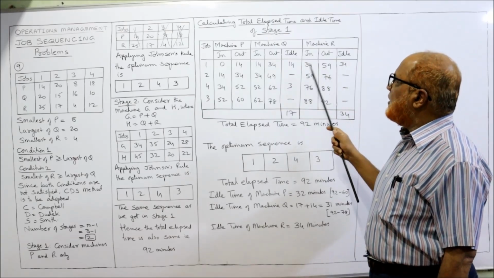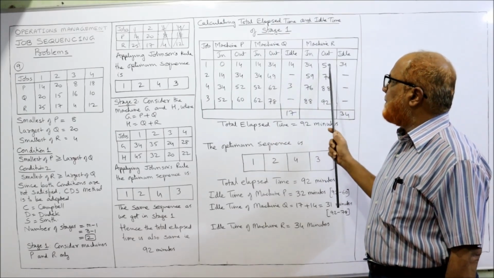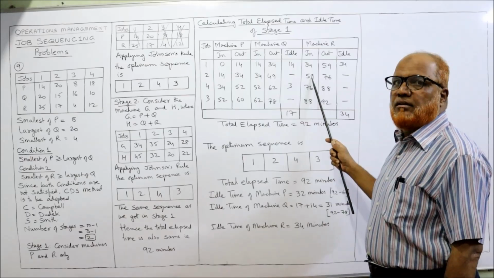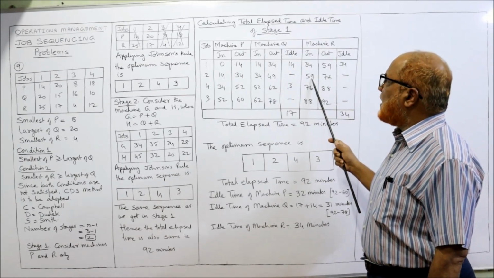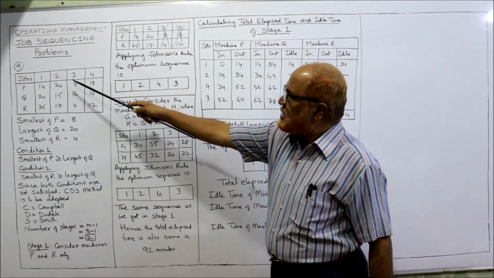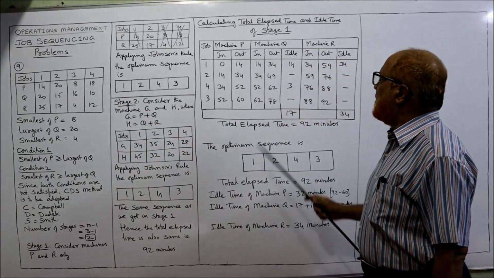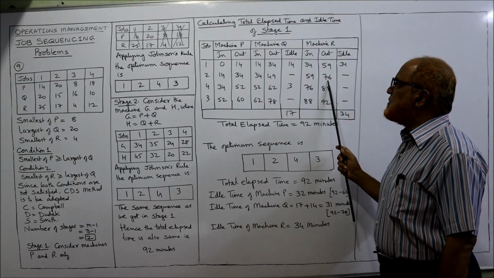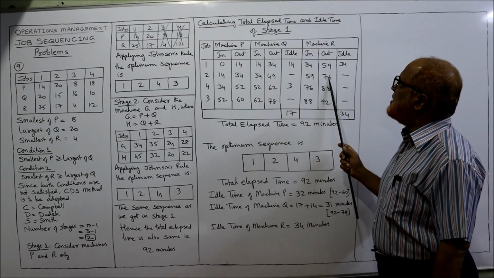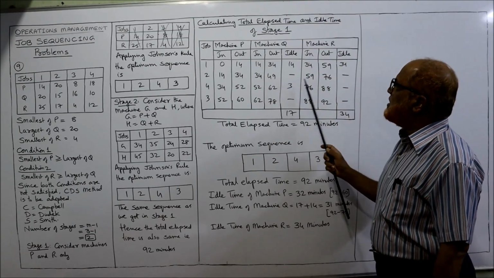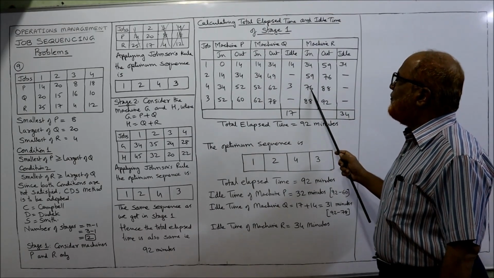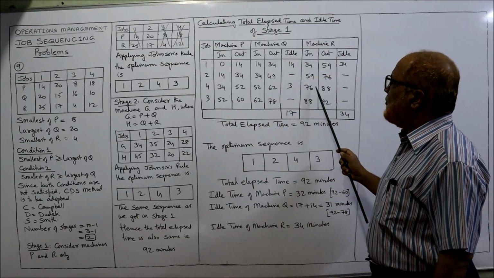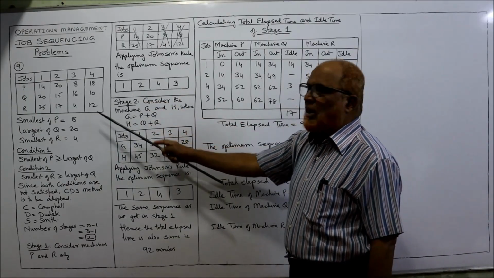Now 59 or 49, whichever is higher. 59 is higher. There is no idle time. So second job R machine, 17. So 59 plus 17, 76. Now 76 or 62, whichever is higher. 76 is higher. No idle time. So fourth job R machine. Fourth job R machine is 12.